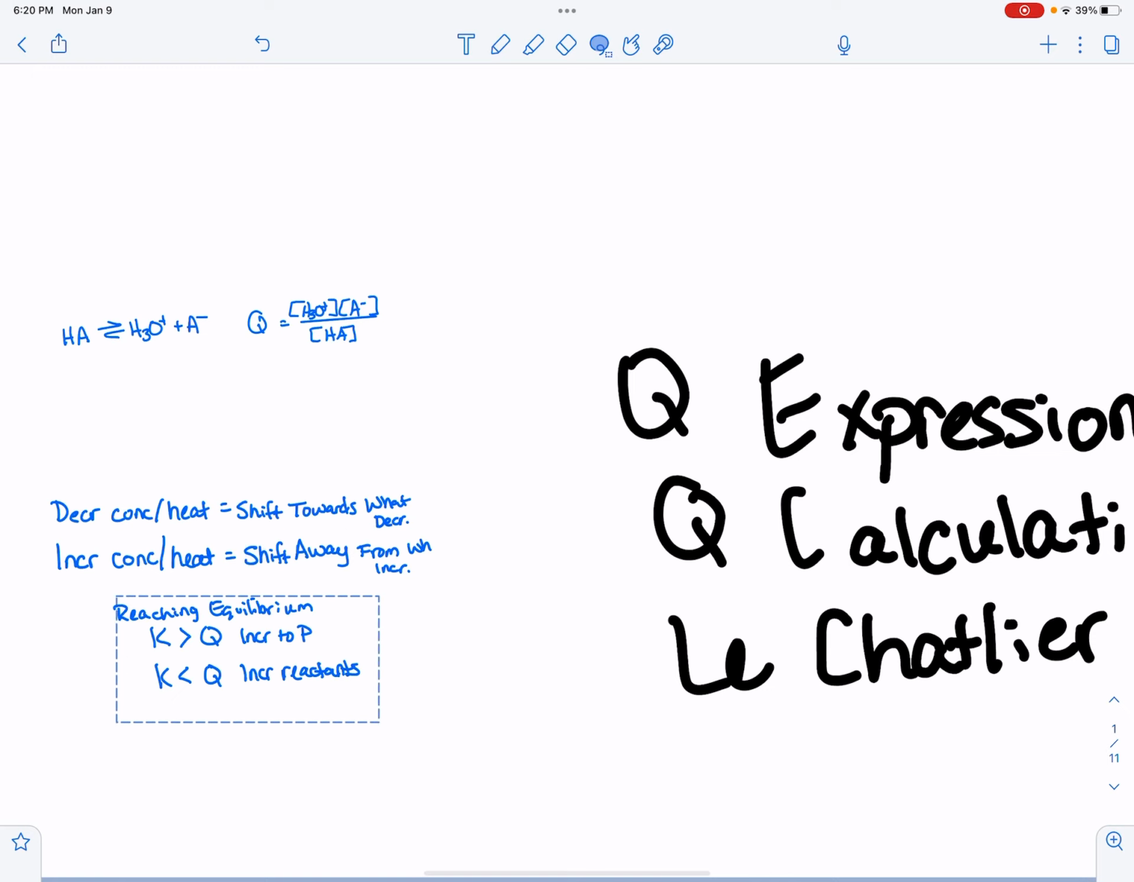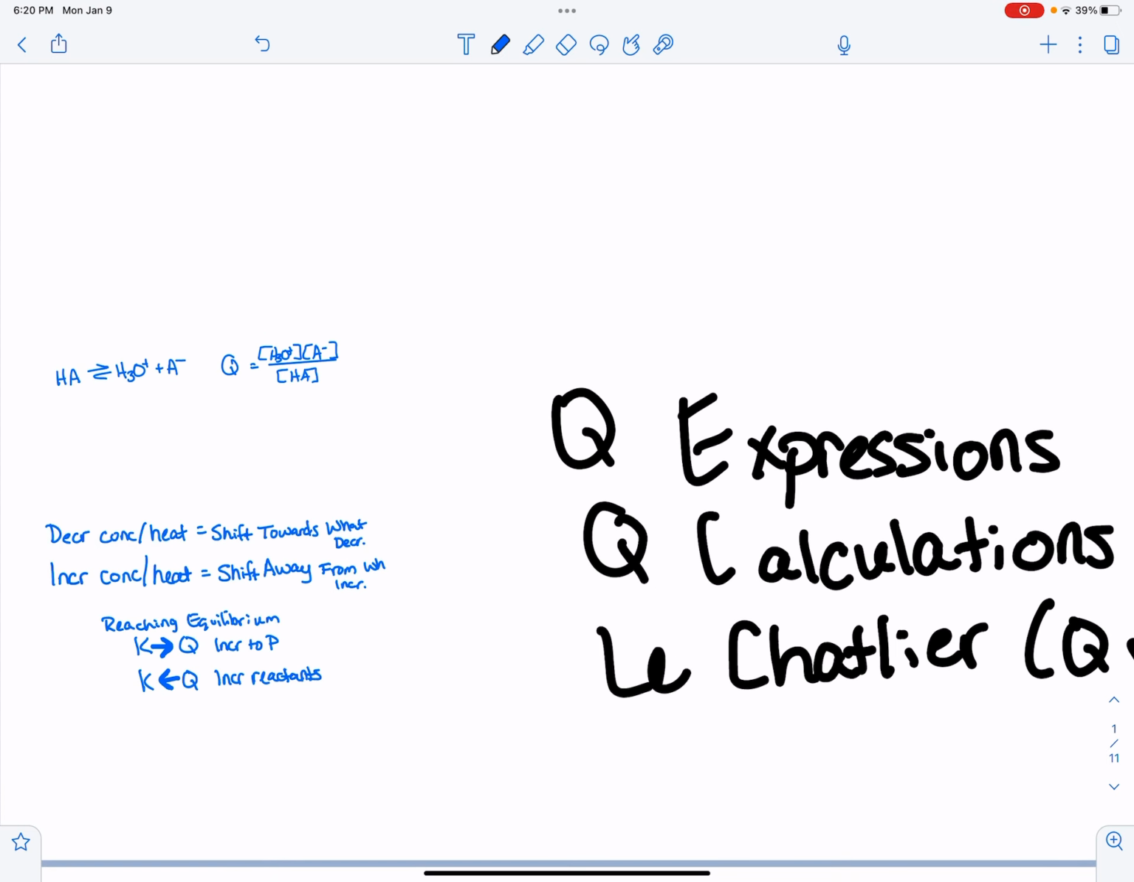And finally, you're going to be comparing Q to K. And depending on what Q and K is, if it's this relationship, then it's going to shift in the direction of products. If it's that relationship, then it's going to shift to reactants.